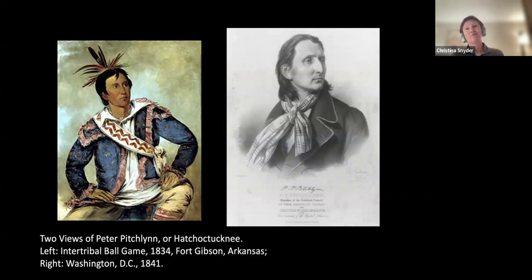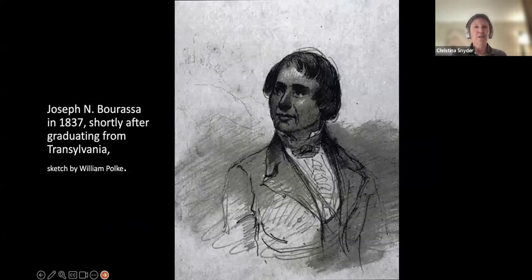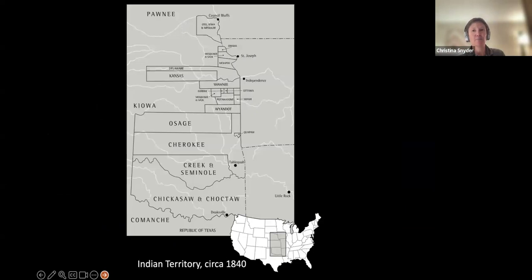Pitchlynn worked through his diplomatic channels to become appointed the new superintendent of Choctaw Academy, and he over time worked to close it and to seize control of tribal funds to redirect them to new Indigenous schools in Indian Territory. And what the Choctaws created was really interesting. Here's a map, by the way, of Indian Territory circa 1840.